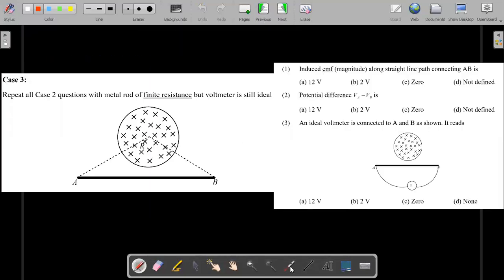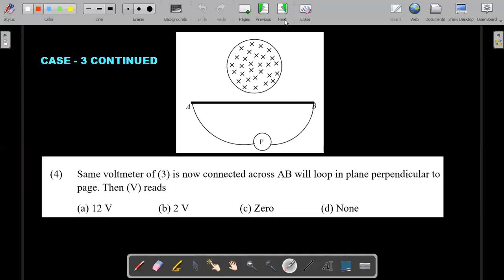So this is case 3 or passage 3. Repeat all case 2 questions, but this time the metal rod is not 0 resistance but a finite resistance. Last time the metal rod was having 0 resistance, but the voltmeter is still ideal. I think by now you should realize that all the situations would be similar. Whether the rod has resistance or not, it matters only when current is flowing. Once the rod is an open one, whether its resistance is there or not shouldn't matter at all. So I hope you realize that.